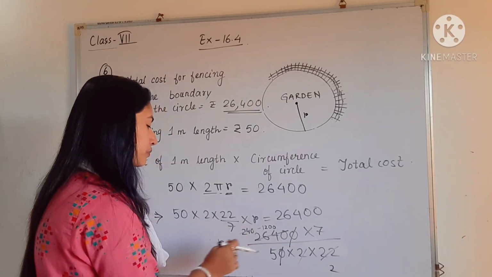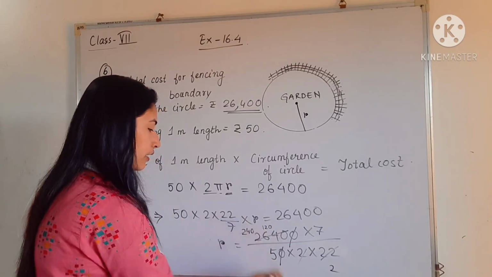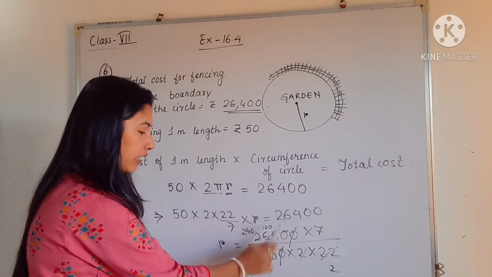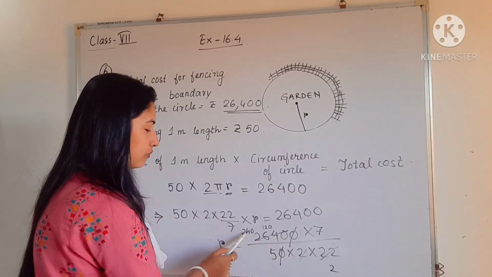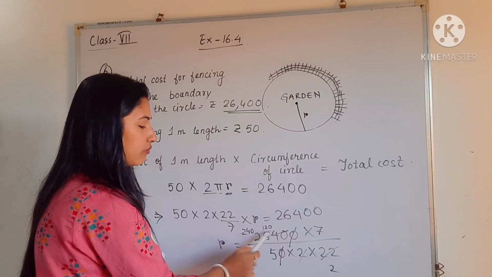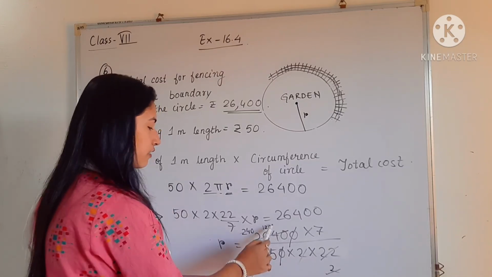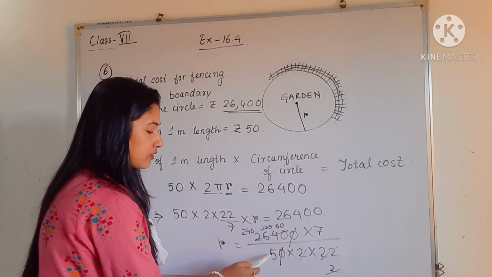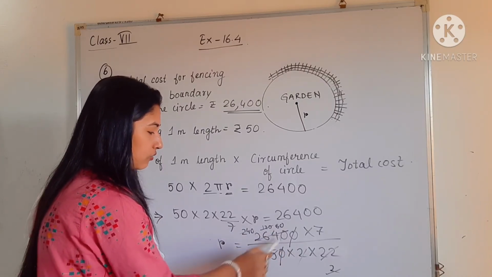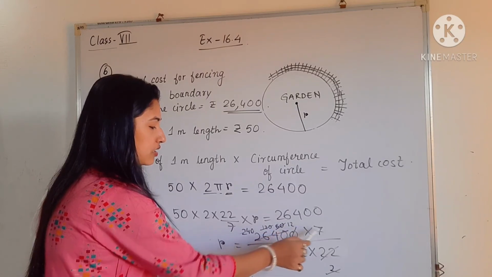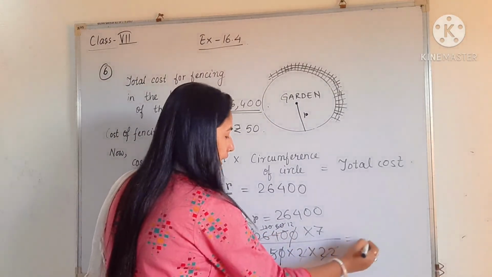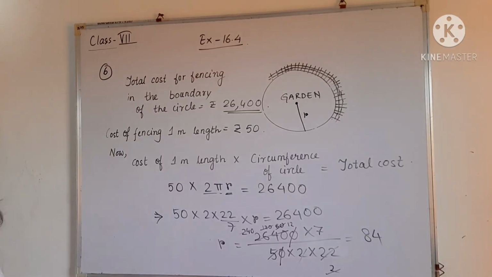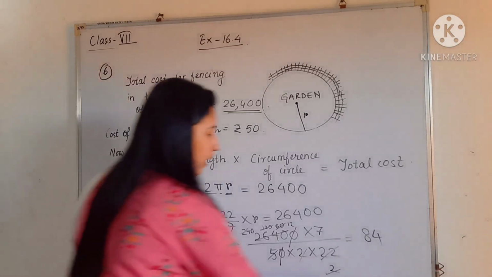Okay, then after that here we are getting 2. So again we can cancel with this 2 first. So 2 12s are 24. Again by this 2 we can cancel further. So 2 6s are 12. Then again we can cancel with 5. So 5 12s are 60. Okay. So 7 into 12, that will be 84. Okay. So radius will be how much? 84 meter.